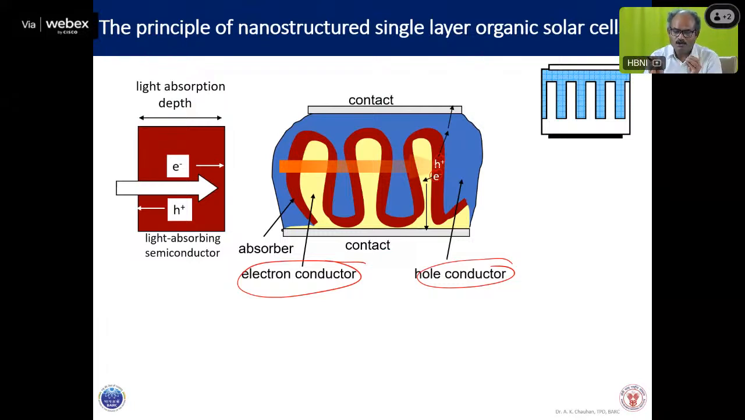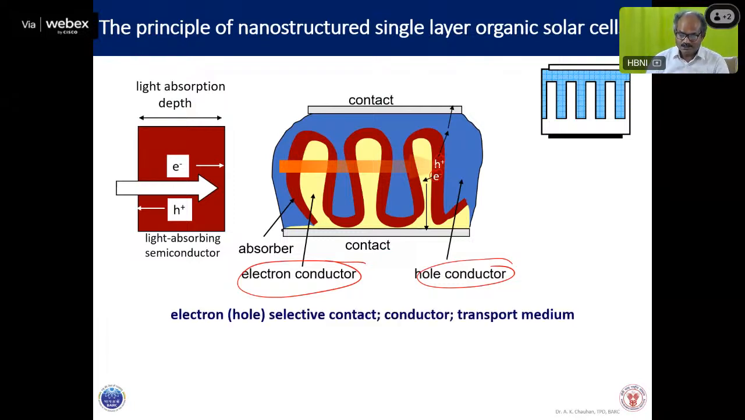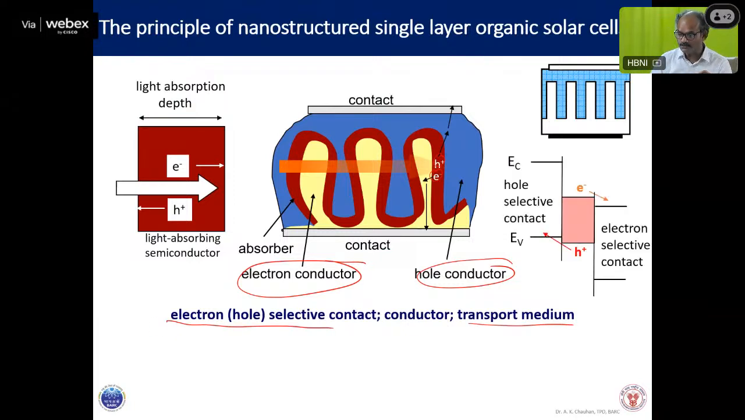Holes will not move because there is no energy level in that material which will favor the movement of holes. So these kinds of materials are called electron or hole selective contacts, and also called transport materials, like hole transport materials. I will try to explain the same thing here.